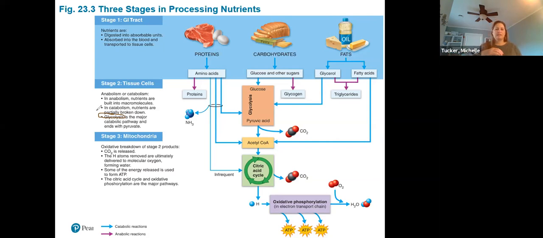So glycolysis is effectively breaking glucose into 2. We're going to break a 6-carbon glucose into 2 3-carbon pyruvic acids. In the process, we'll form 2 ATP. Then in mitochondria, we have 2 processes. We're going to have the Krebs cycle, also known as the citric acid cycle, and oxidative phosphorylation.